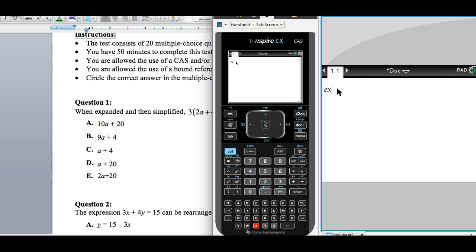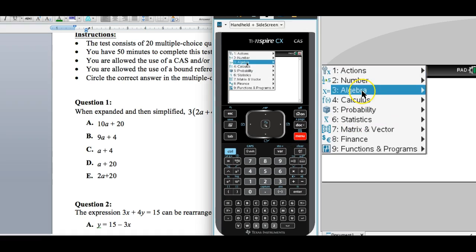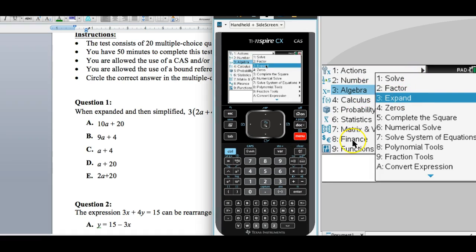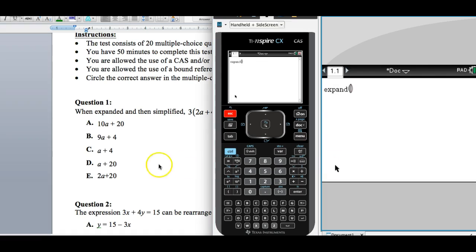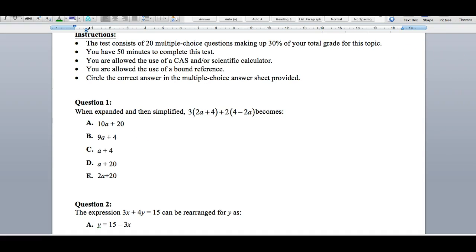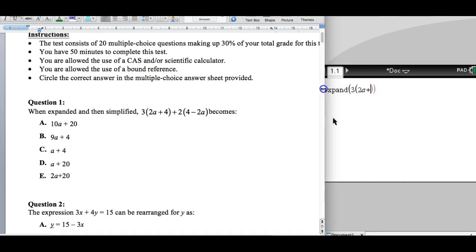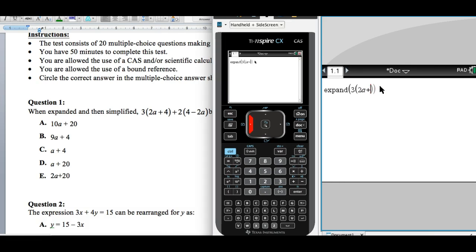Okay, so we're expanding, so let's do expand. Now to find expand, it's exactly where you find solve. So solve, factor, expand. Okay, so we've got 3 times 2a plus 4. Let's just move that over a bit. And plus 2 times 4 minus 2a. Okay, press enter. So it's 2a plus 20, which is E.